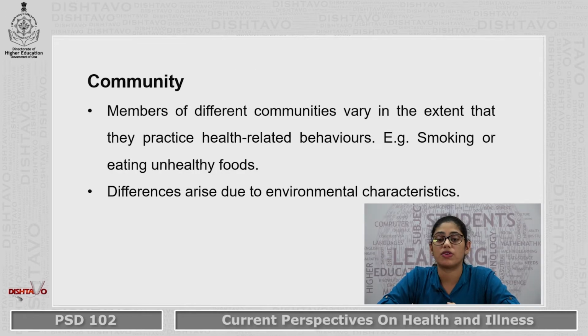Community. Members of different communities vary in the extent that they practice health-related behaviors, for example, smoking or eating unhealthy foods. Differences arise due to environmental characteristics as well. Say, for example, a person living in a community with access to gyms, parks, or restaurants which offer healthy options is less likely to engage in unhealthy behaviors and more likely to engage in healthy eating behaviors.